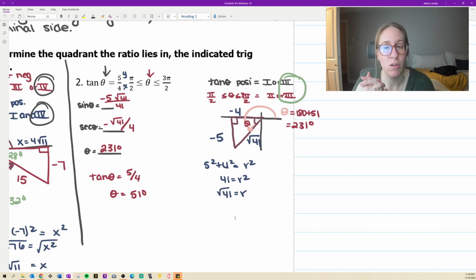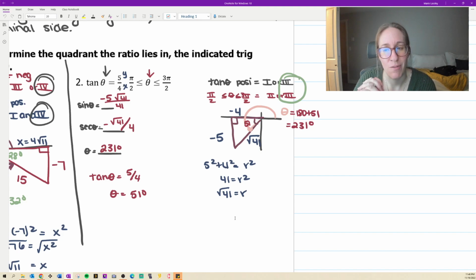So I sketched my angle in quadrant 3. That means both my x and my y value are going to be negative. So I have a negative 4 and a negative 5. Finding my missing side, I get square root of 41. That cannot be simplified. So then I set up my ratios for sine theta.